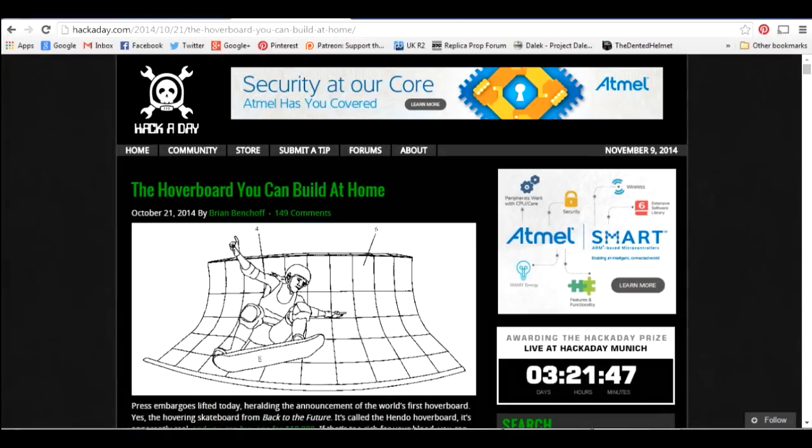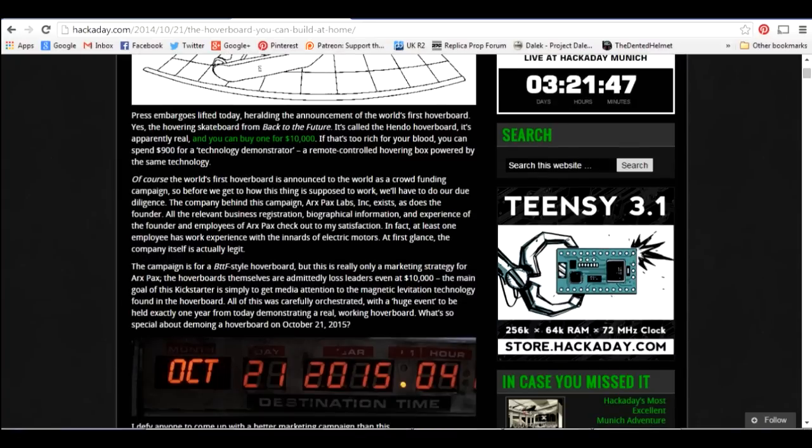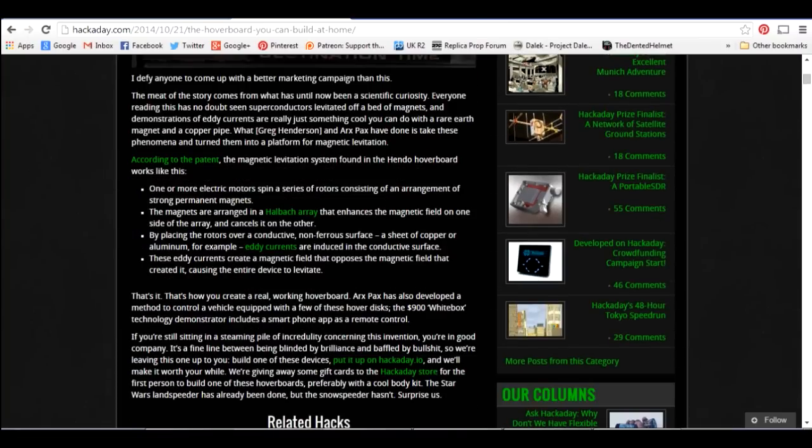Popular website Hackaday.com have picked up on the Kickstarter for the Hendo hoverboard, and obviously they're quite technical guys, so they know loads of stuff. They've basically said that probably this hoverboard is something you can build at home. There's a link to the Kickstarter, and some theories about whether this is real or not, and they say that it probably is, as I would say as well. And they've got some theories about how this would work.